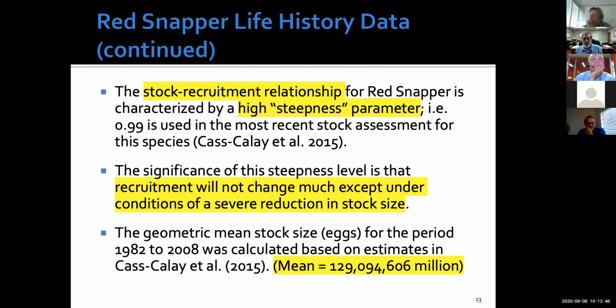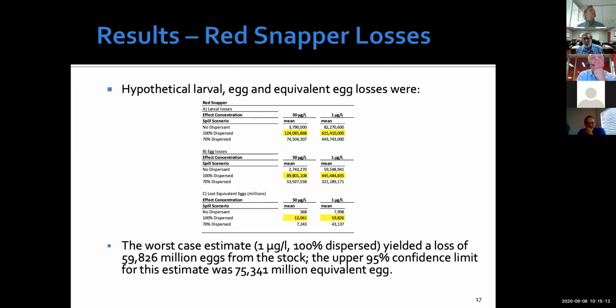And now the hypothetical egg and larval equivalent egg losses were calculated as follows. First, we did the larval losses. Remember, these are in millions. Here's the 1 microgram and 50 micrograms. So we're going to concentrate over here. Then you calculate the egg losses. And when you get down to the equivalent eggs, you have 58,826 million equivalent eggs that were affected. That's the mean, but if you take the upper 95% confidence interval, it's 75,341 million equivalent eggs.